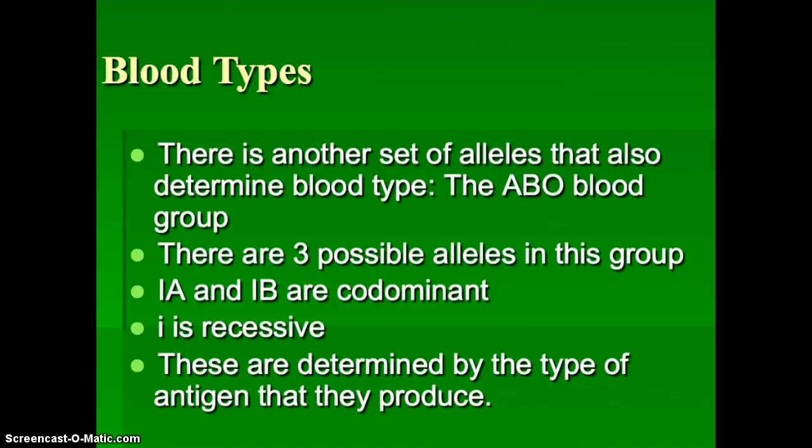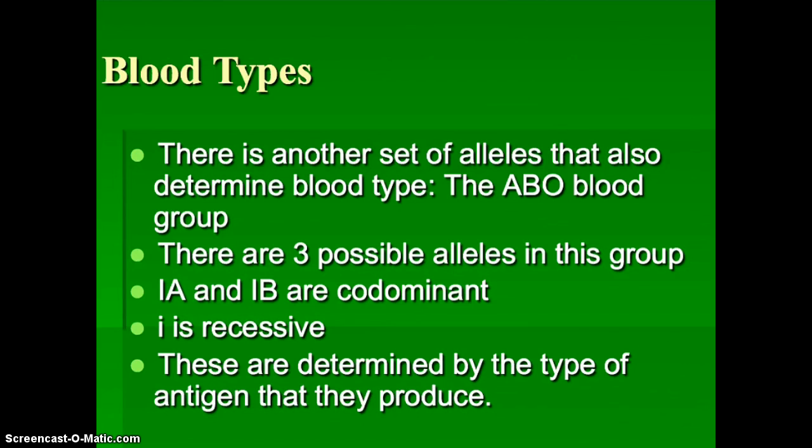So that's one piece of the puzzle. The other piece of the puzzle that we're interested in is the ABO blood group. And this helps us determine that actual blood type. There are 3 possible alleles in this group. So we know that we're dealing with multiple alleles, and we're going to have this combination of codominance and recessiveness.